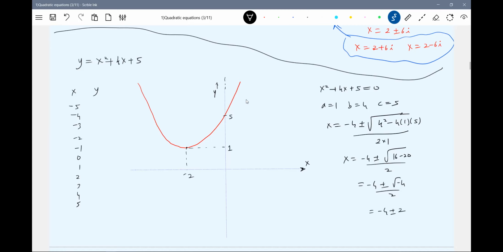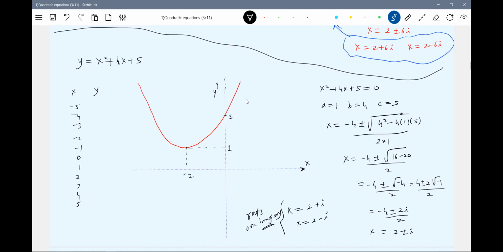Root minus 1, I'll write one more step. This will again be imaginary, so root minus 1 is called i. So this will become 2 plus or minus i. So what are the roots? The roots are 2 plus i, 2 minus i. And what are these roots? Imaginary. So it will not intersect the x-axis. As the roots are imaginary, the curve will not intersect the x-axis.